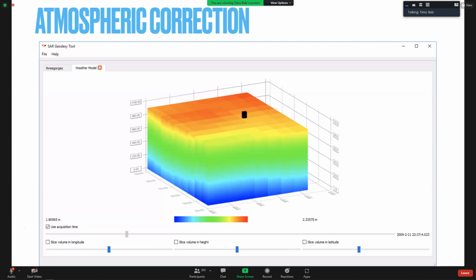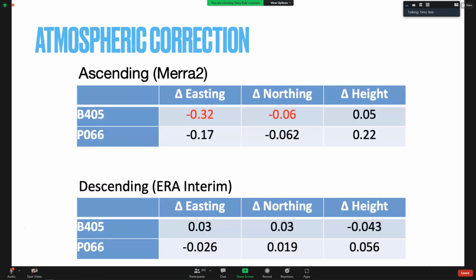At the end, it's then a problem of correcting that and interpolating well in these weather models. If we do that, in that case, with descending data, you see we can actually reach the centimeter accuracy that we were aiming for after correcting for the weather model here in absolute parameters.